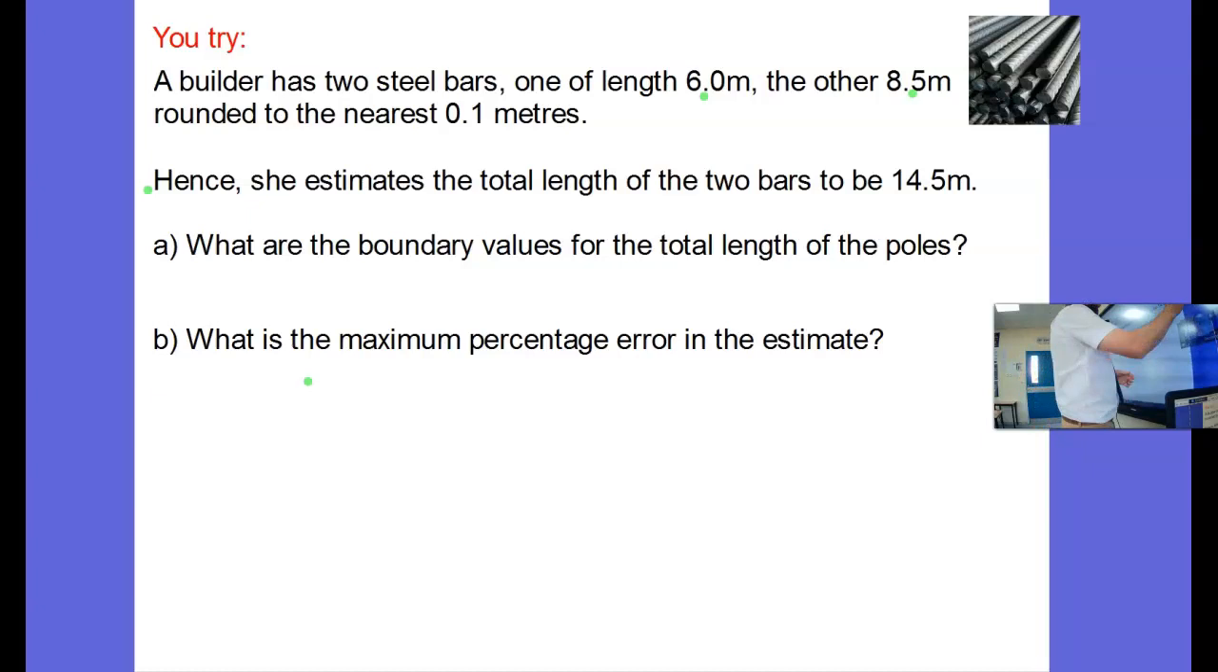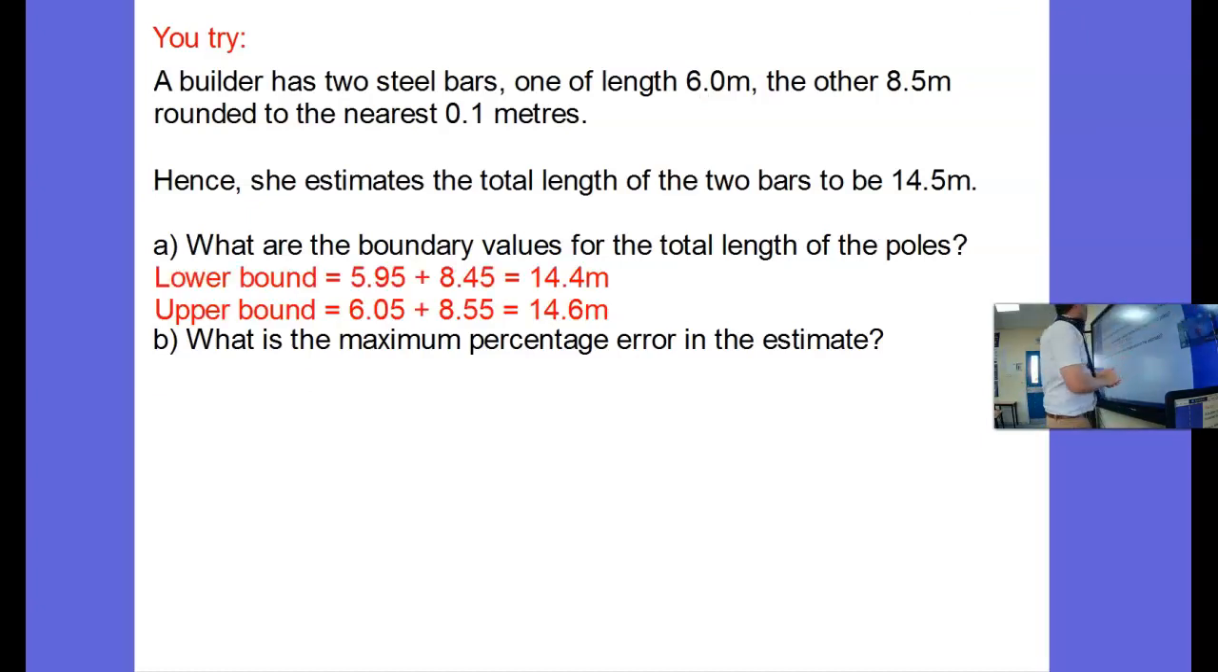Okay, here are some answers. The lower bound for the first one is 5.95 meters. The lower bound for the other pole is 8.45 meters. So the smallest they could both be together is that lower bound added to that lower bound, and we get 14.4 meters. Similarly with the upper, we get 6.05 plus 8.55, and when we add those together, we get 14.6 meters. So that's the upper bound for the maximum that those two poles next to each other could be.